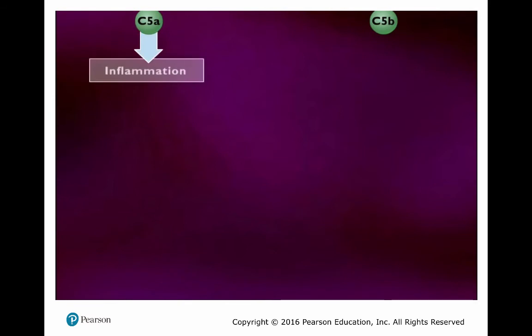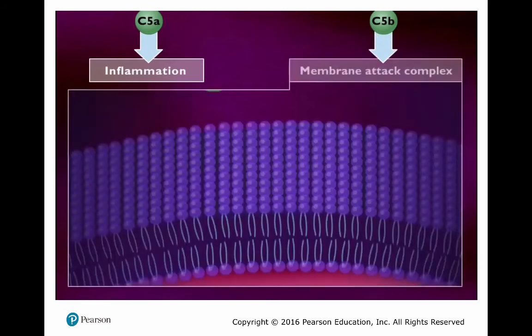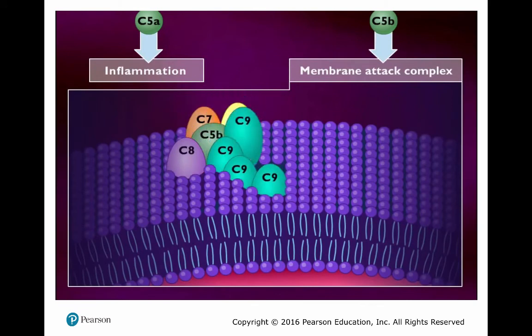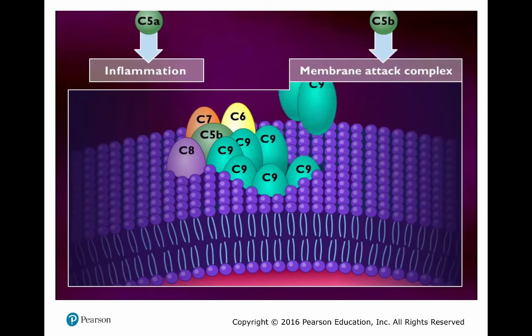C5a enhances inflammation and acts as a chemoattractant for phagocytes. C5b reacts with other complement components including C6, C7, C8, and C9 to form a membrane attack complex. This structure forms a hole in the cell membrane and causes cells to lyse.